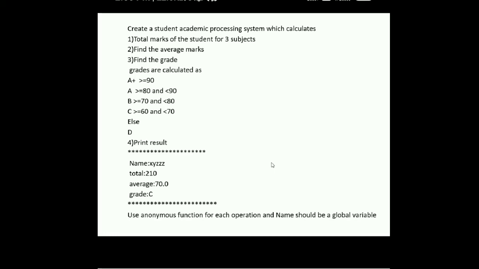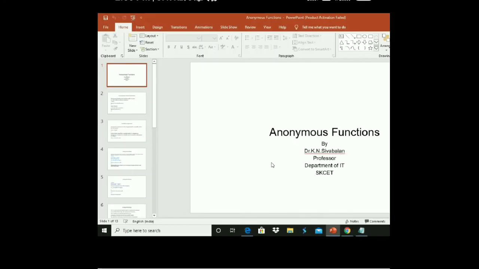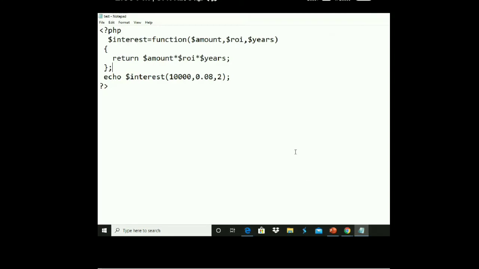See, this is a portion of an actual real-time project. I have not given the complete project, only a small subset from it. If you are able to do this, then you can design a complete portal, step by step. So how will you design an anonymous function for this? Should I write it, or can you solve it on your own?